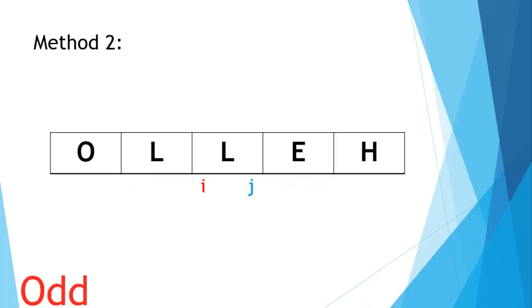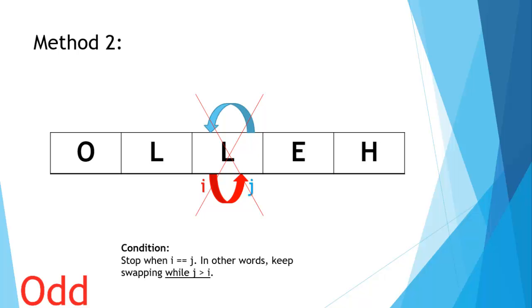We could swap the letter with itself, but that would just be pointless. Our condition is that we'll stop when I equals J. In other words, we'll keep swapping the letters while J is greater than I.